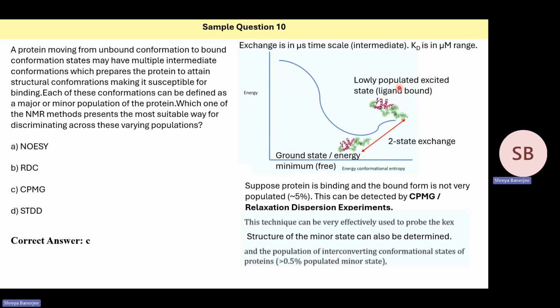In order to detect this population as well as the population in any other intermediate state, the best experiment is CPMG, relaxation dispersion experiment. Why this is the best experiment is because using this experiment, you can find out the structure and the population of states which have very low population, even up to only 0.5% population. So if the question is which NMR method is the most suitable way for discriminating against varying population, the method is CPMG, that is C, because there are two methods, CPMG and ZZ magnetization transfer. These two methods are two special NMR techniques which can tell you about the structure, the exchange rate, and the population of states which are very low populated states. Even if you have a state which is only 0.5% population, they can be detected by these two experiments, CPMG and ZZ. In these options, you only have CPMG. So the correct answer is C, that is CPMG.